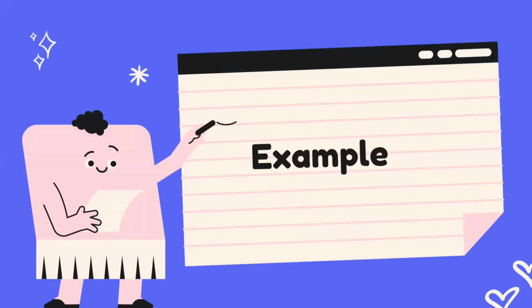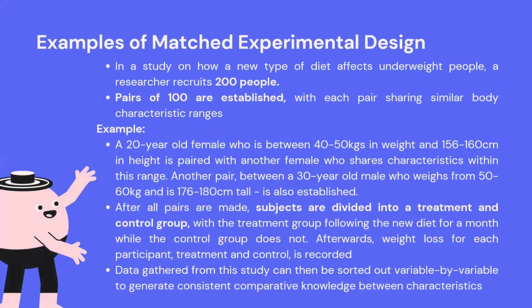Okay, next slide. Okay, so let's say that there's a study on how a new type of diet affects underweight people, right? So in this study, a researcher recruits 200 people, and after recruiting 200 people, we establish 100 pairs of participants. Each pair shares similar body characteristic ranges.